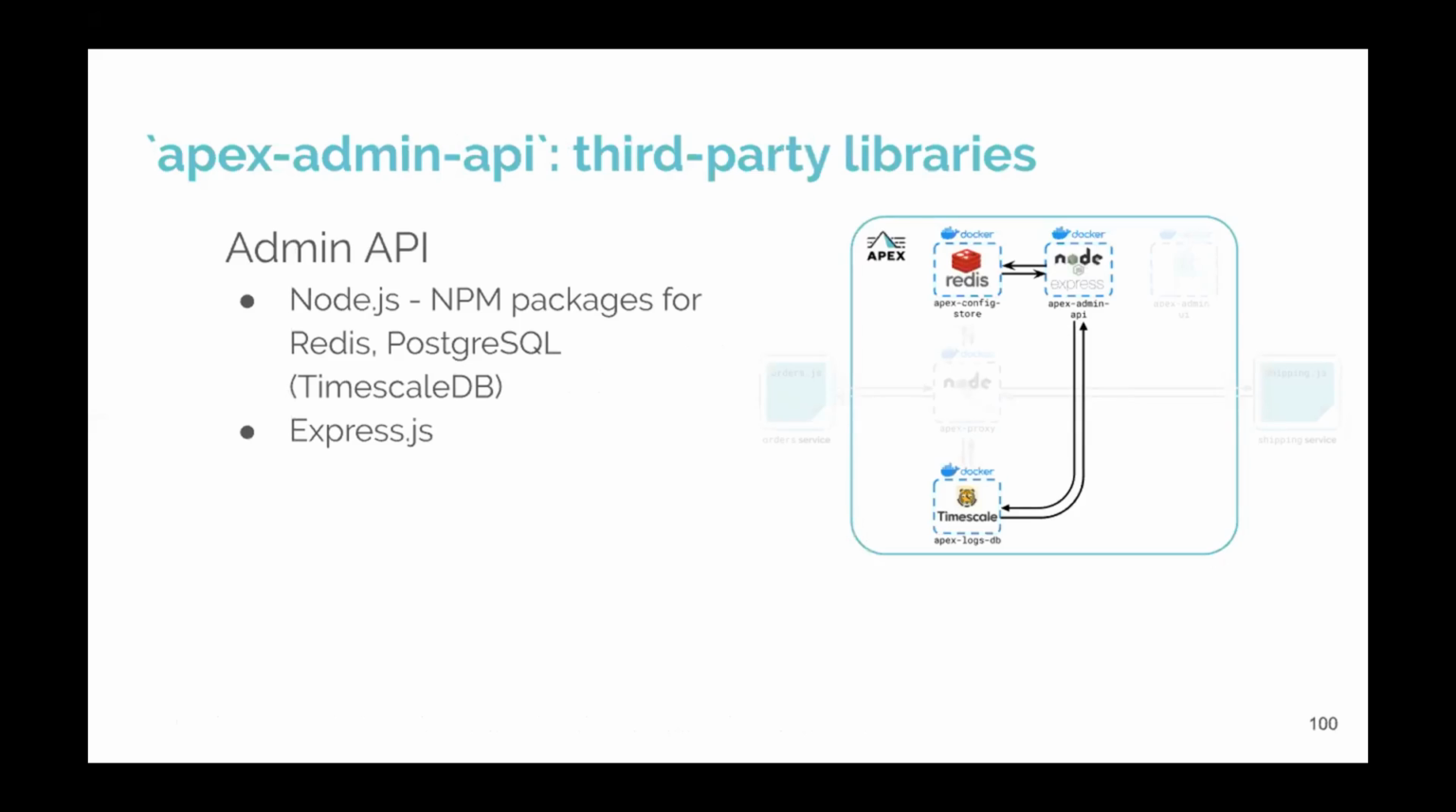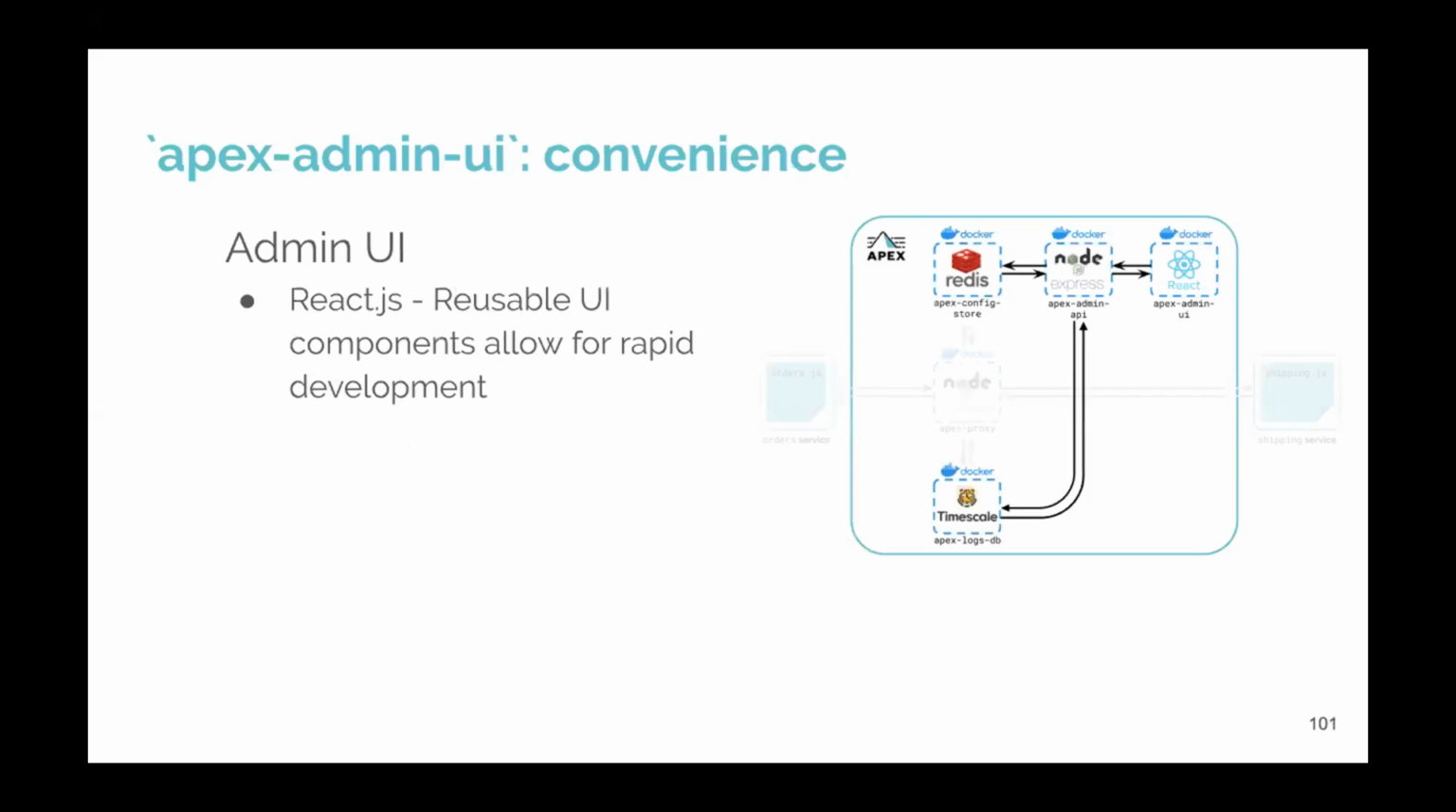For our admin API, we once again turned to the Node.js and Express.js environment, specifically because Node has a rich ecosystem of third-party client libraries and allowed us to focus on the work we wanted to get done instead of building libraries. And we built the admin user interface using React.js for the convenience it provides. The reusable components allow us to develop very quickly.